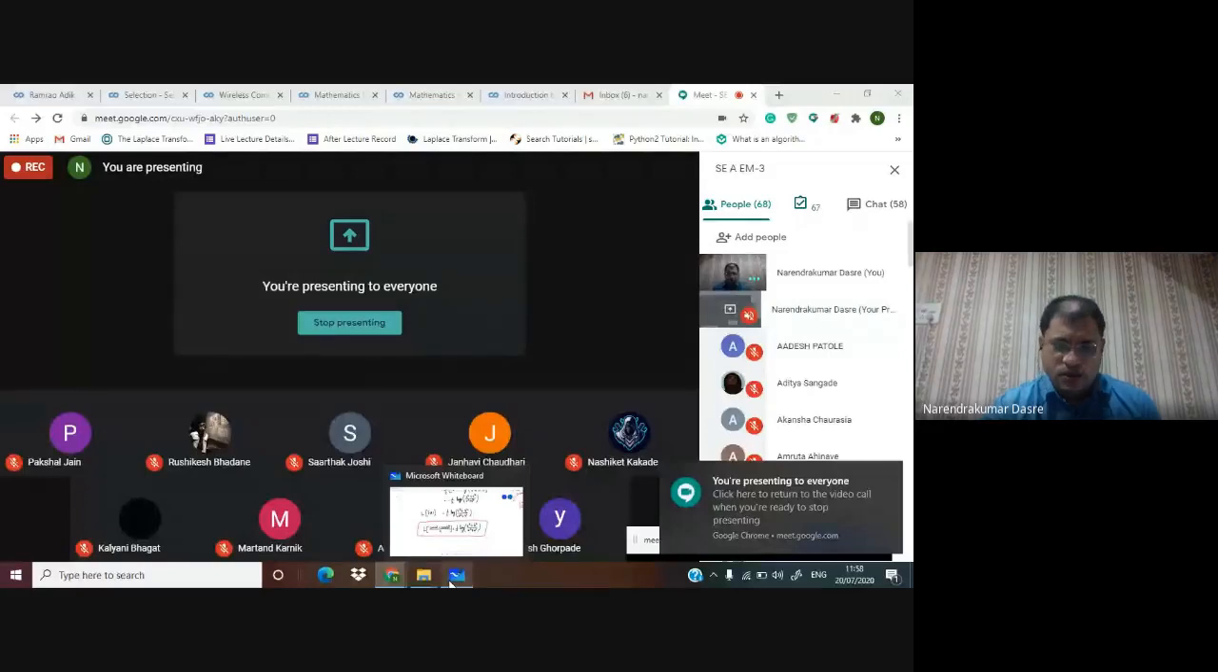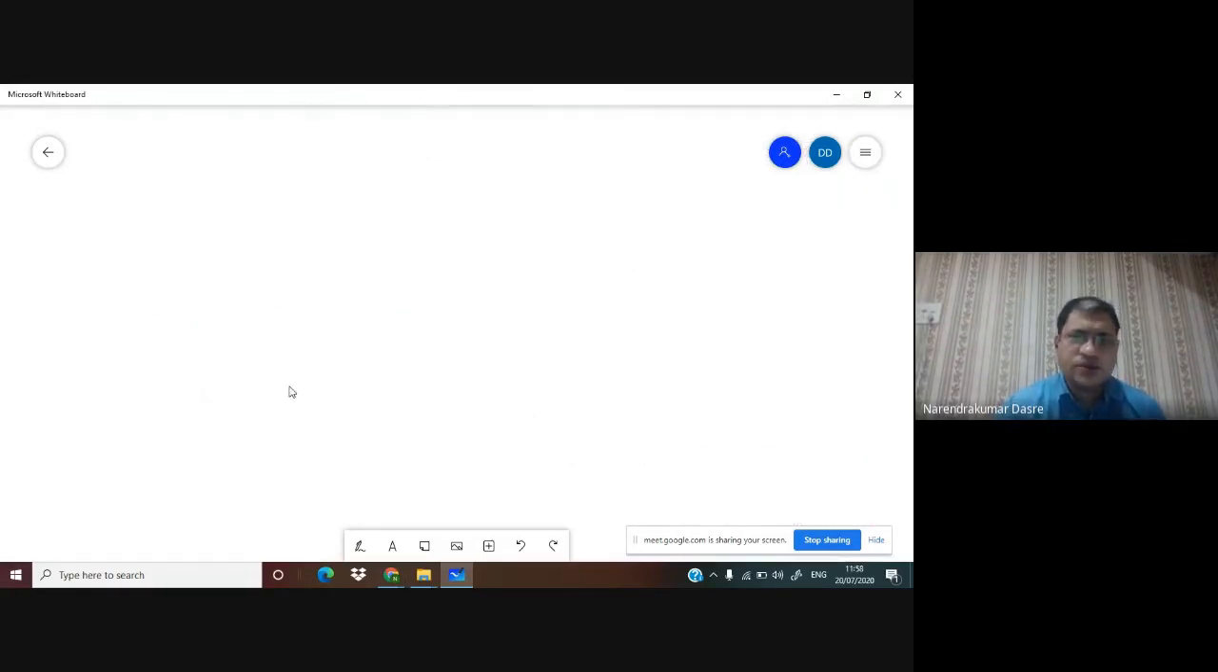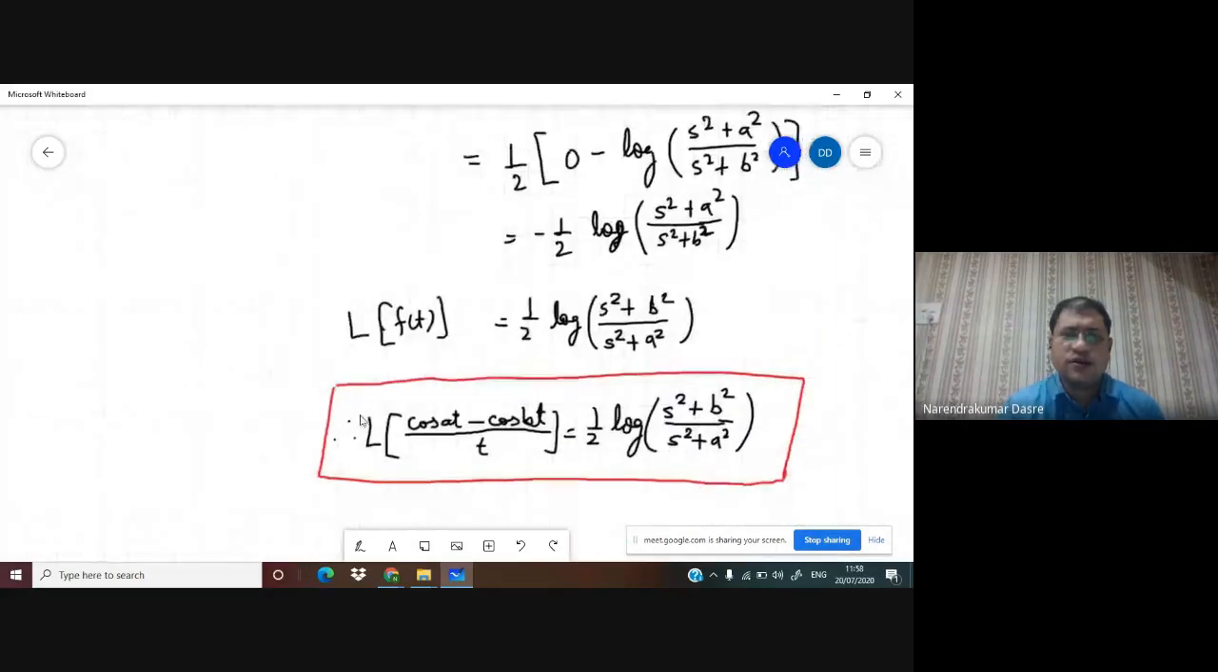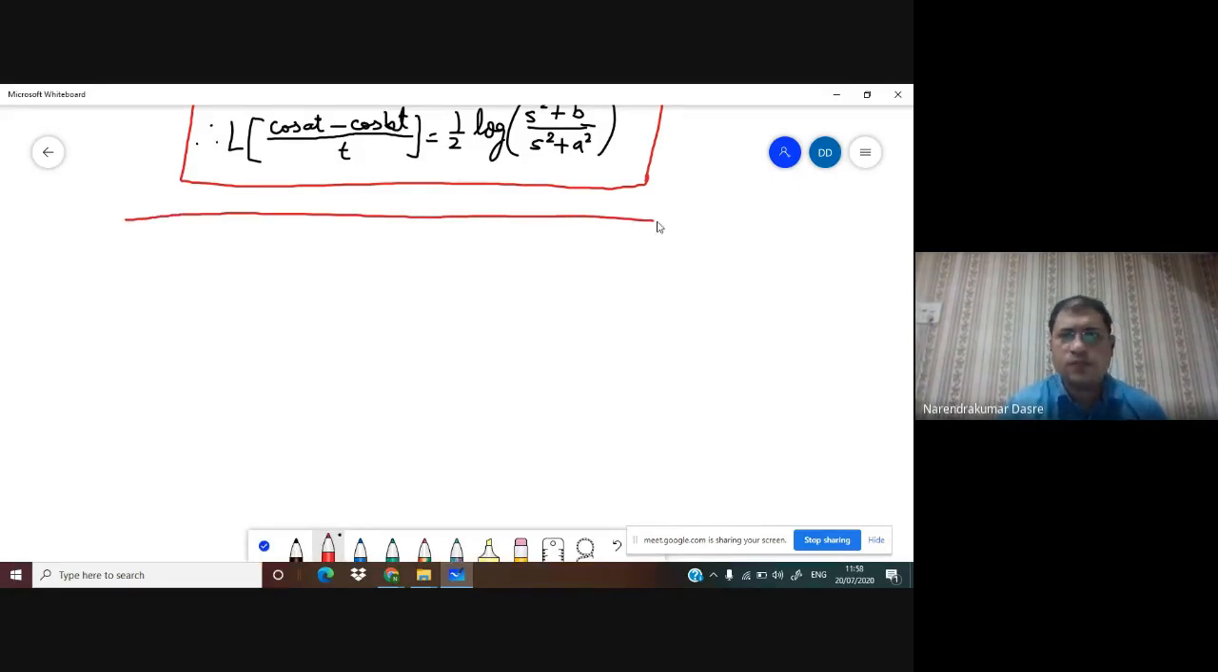Okay, now I want you to write with me. So let's have the example. Okay, I'll write here. So write down an example. Find the Laplace transform of e raised to minus at minus e raised to minus bt upon t.